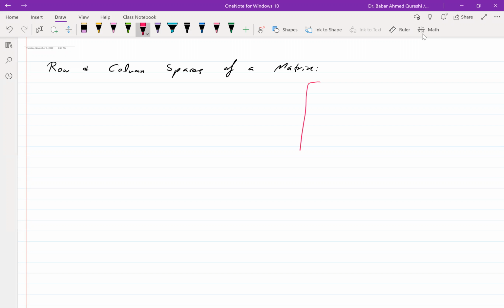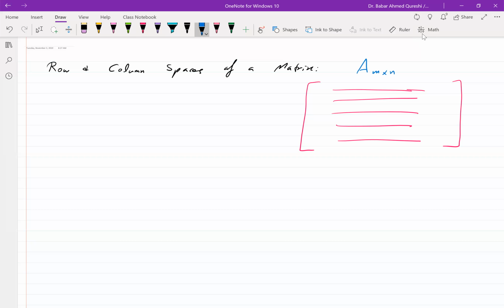So you have a matrix. We know that it's composed of some rows. So you have a, let's say, M by N matrix. So it has M rows. And each row has, because it has N columns, N components. So you just take the rows and make a span of row vectors.